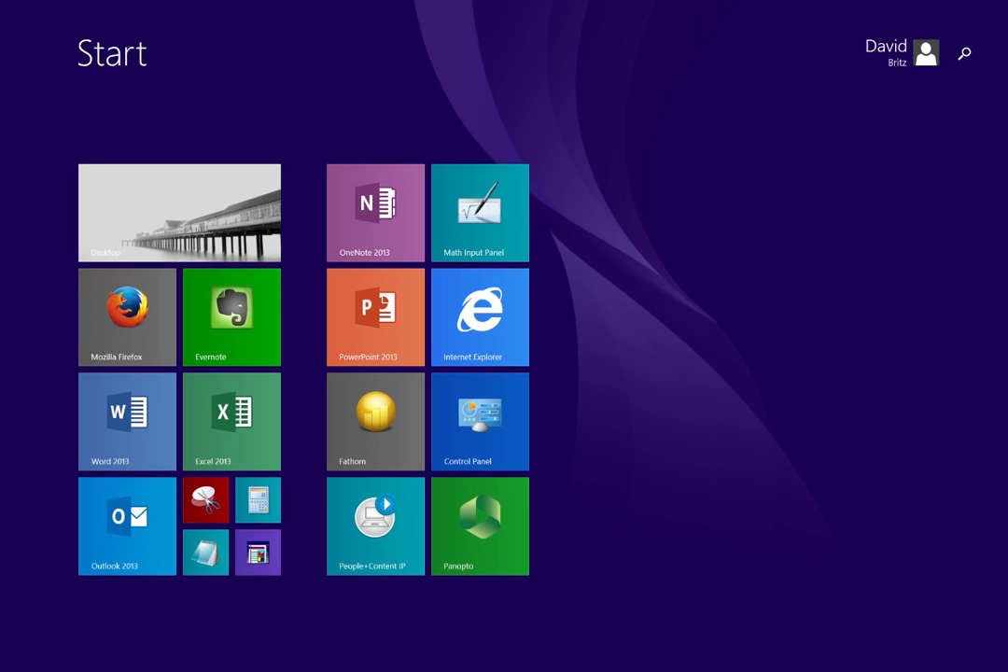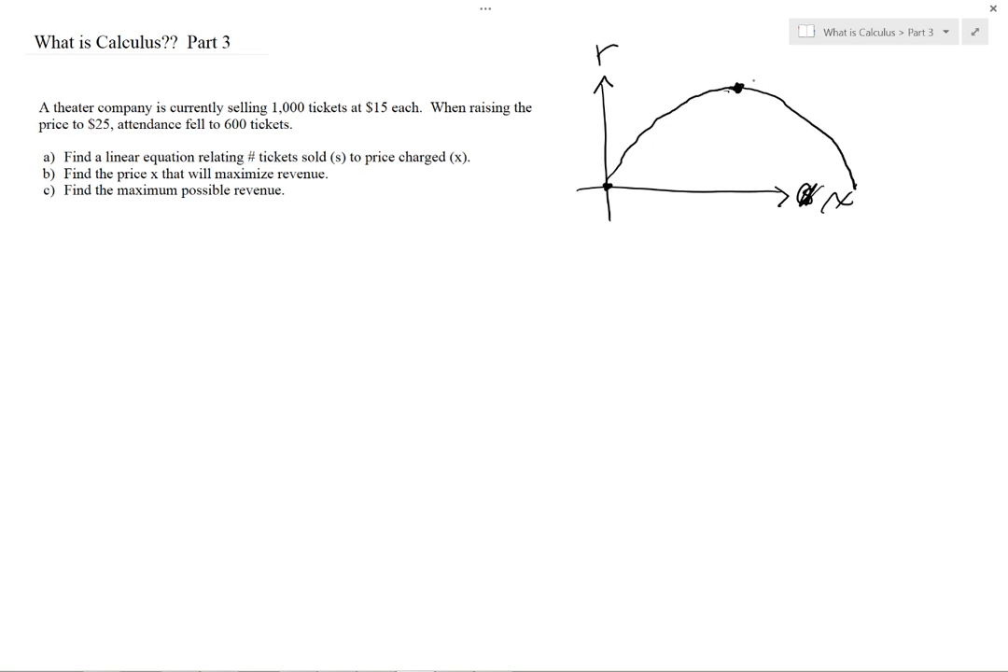And in algebra, we call that a vertex. It's basically a maximum or minimum point. So that's what we're ultimately trying to find, but we're not there yet. First, we have to find the sales equation before we can even bother with the revenue equation. So let's tackle that part first.